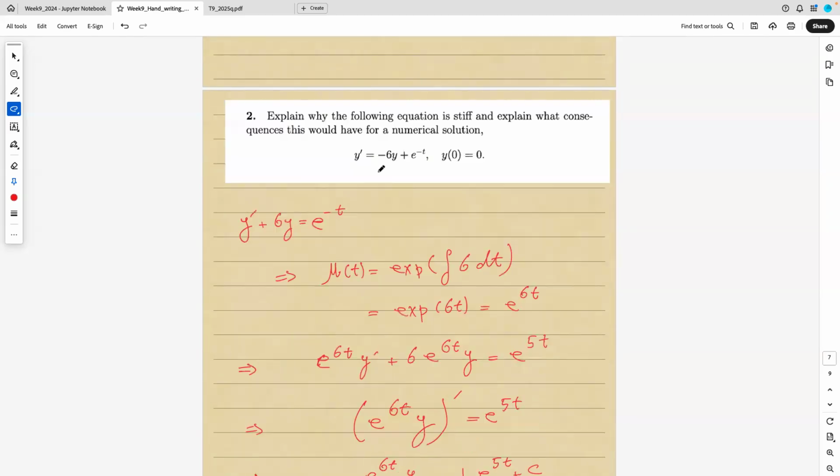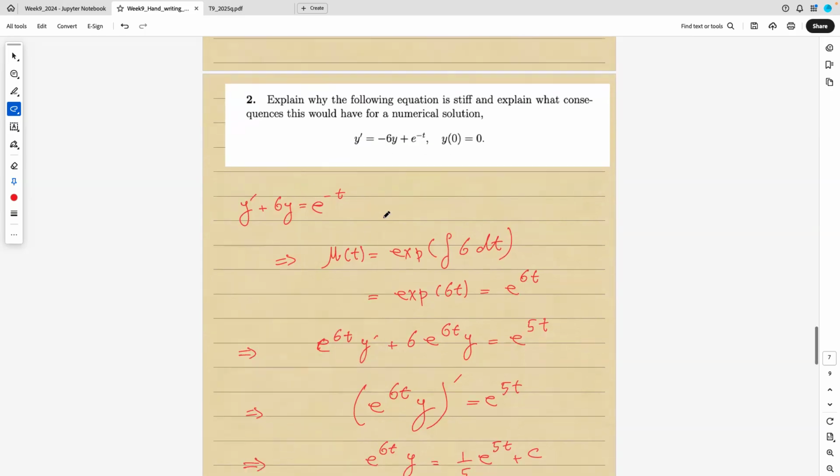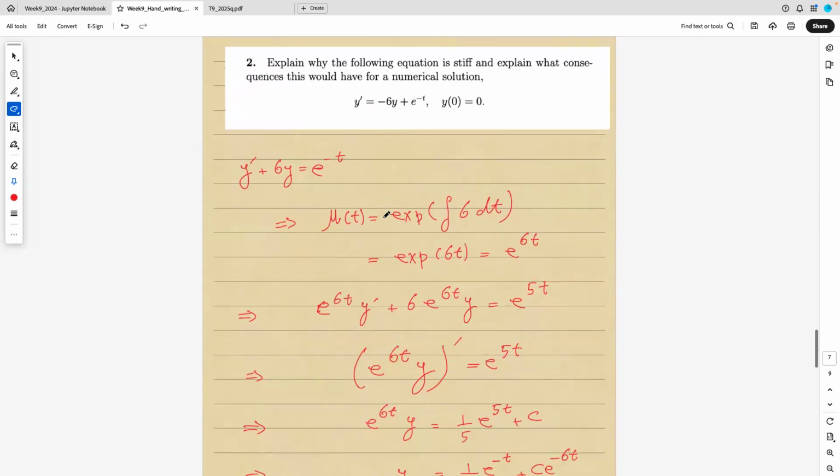Okay, so it says to explain why this question is tough to implement using Euler methods. Well, there is the exponential e to the minus t, which is 1 over the exponential of time. In numerical analysis, we don't want anything close to 0, and also in the denominator. So it's hard for computers to handle.